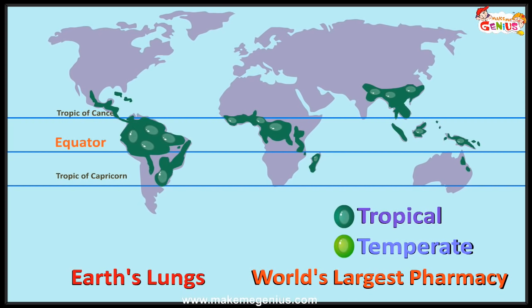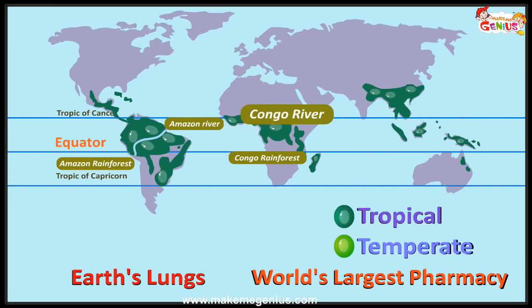Okay, can you name a few major rainforests? The largest rainforest is Amazon rainforest in South America. It is the basin of River Amazon. This constitutes the largest collection of living plants and animal species in the world. Oh well, which one is the second biggest? Congo rainforest in Central Africa is the second biggest rainforest in the world. It is around the Congo River.